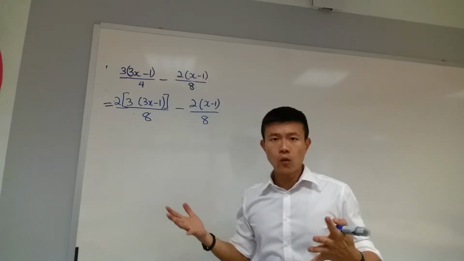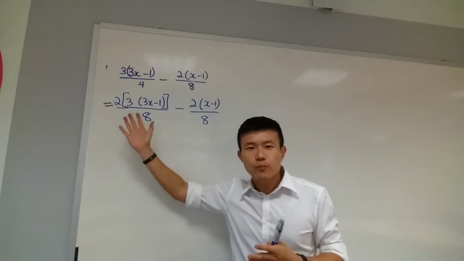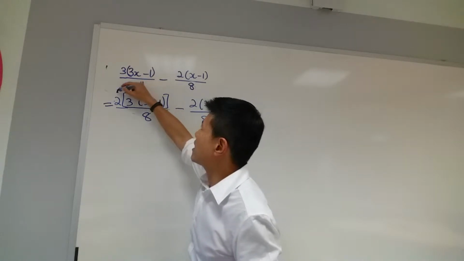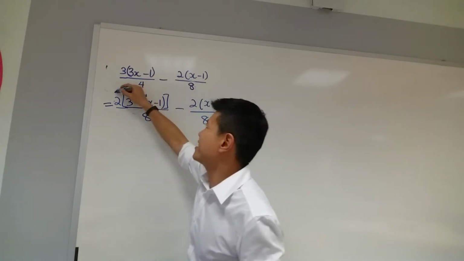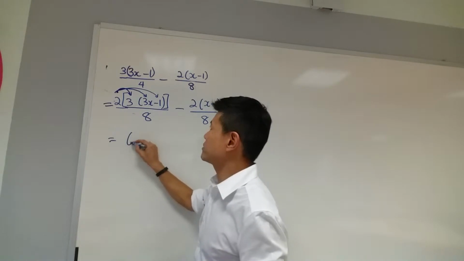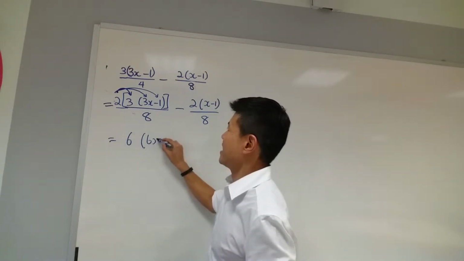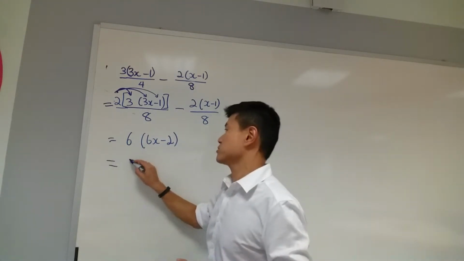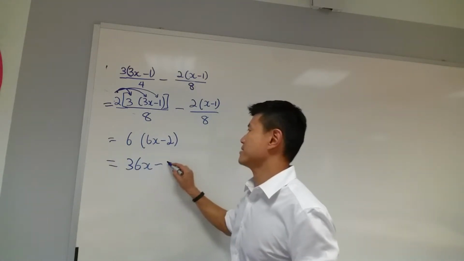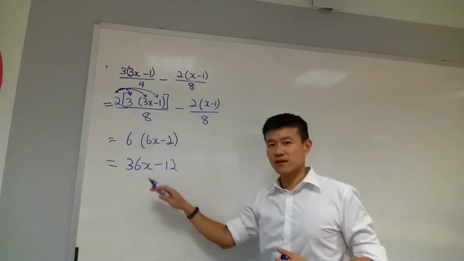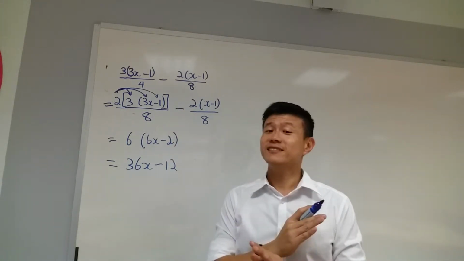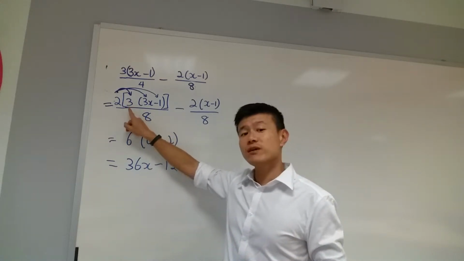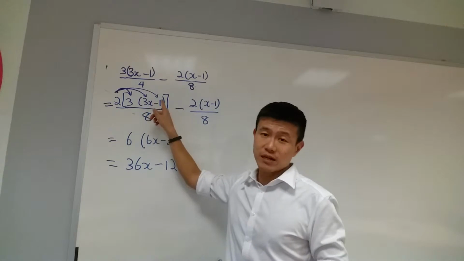You start thinking, wait, do I do the rainbow method here? And then what you do is you go 2 times 3, and then 2 times 3x, and then 2 times negative 1, and that gives you 6 times 6x minus 2, and that just snowballs into 36x minus 12 on the first term. That's wrong. That's a big mistake. Remember, this should be seen as 2 times 3 times 3x minus 1.